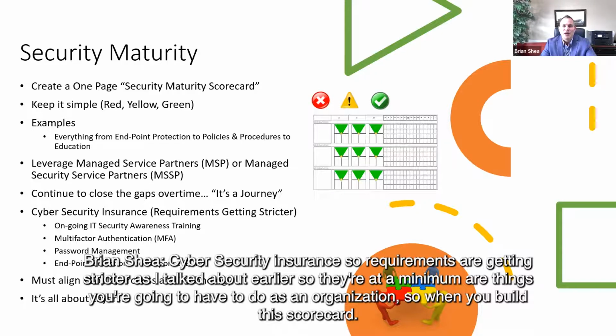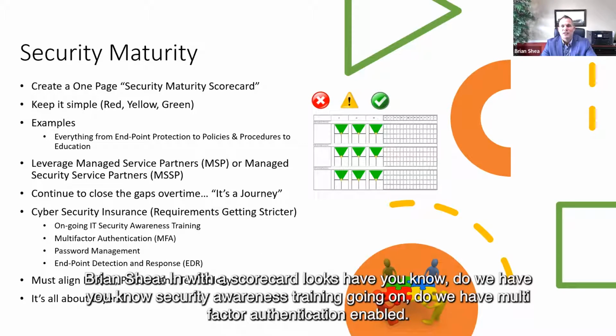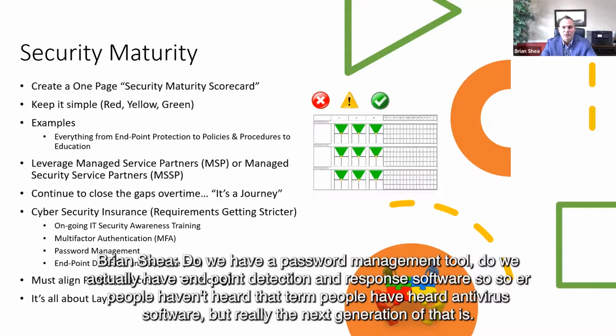So those are, at a minimum, things you're going to have to do as an organization. When you build this scorecard, it looks at: do we have security awareness training going on? Do we have multi-factor authentication enabled? Do we have a password management tool? Do we actually have endpoint detection and response software?